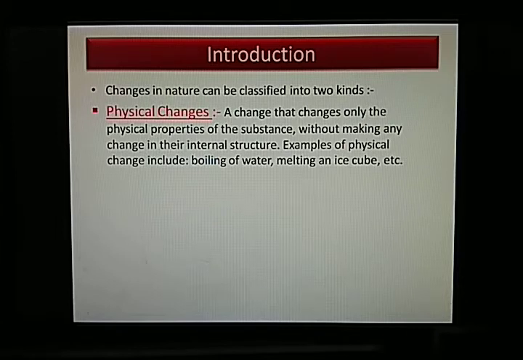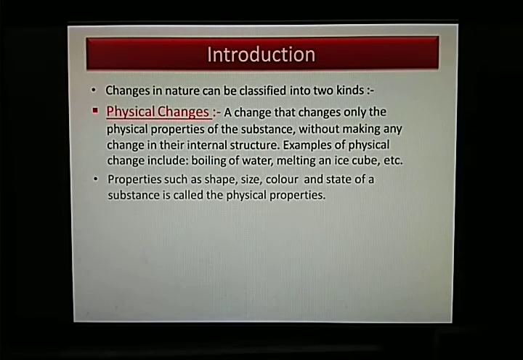So let us see the properties or traits. Properties such as shape, size, color, and state of the substance are called the physical properties. Yes. The changes that occur mainly occur in the physical properties of the substance. Say, for example, the shape may change, the size of the substance may change, the color may change, or the state of the substance may change. Say, for example, there are three states we already know. That is the liquid, gas, and the other one is solid. So the state of the substance can change.